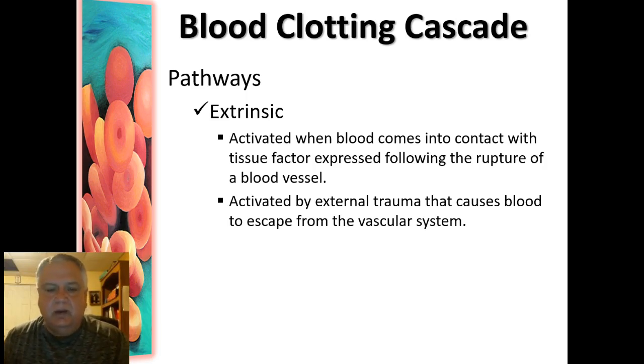The extrinsic pathway is also activated by external trauma that causes the blood to escape from the vascular system. So the extrinsic pathway can be activated when the blood vessel ruptures and the blood comes in contact with that thin layer of connective tissue that has the tissue factor in it, or as the blood flows out into the surrounding tissue and becomes exposed to that surrounding tissue and the tissue factor that way.